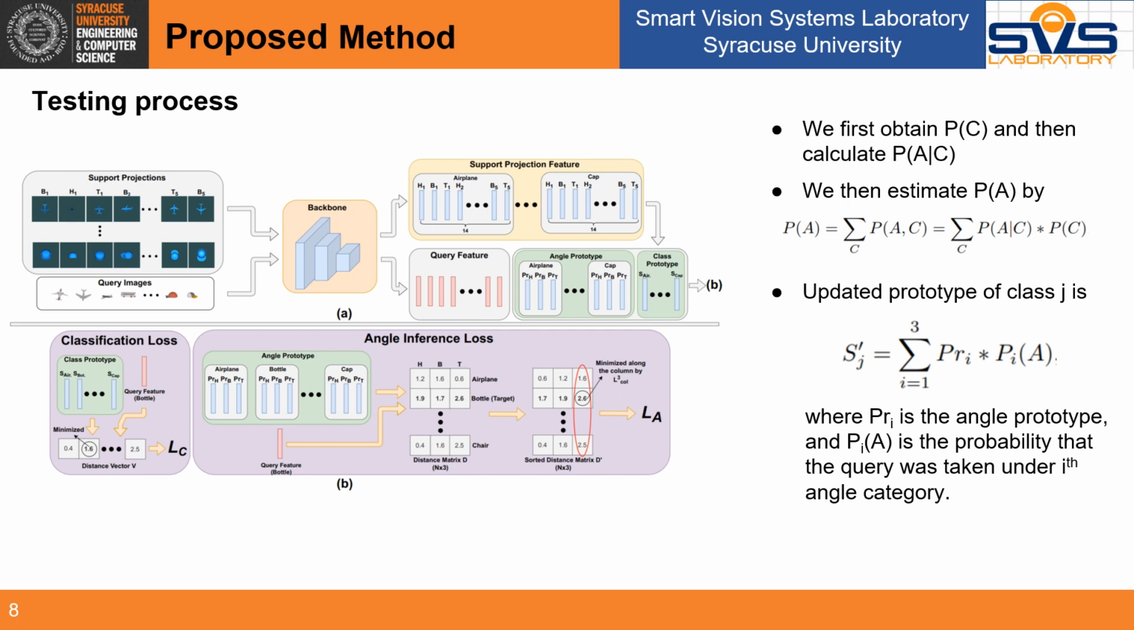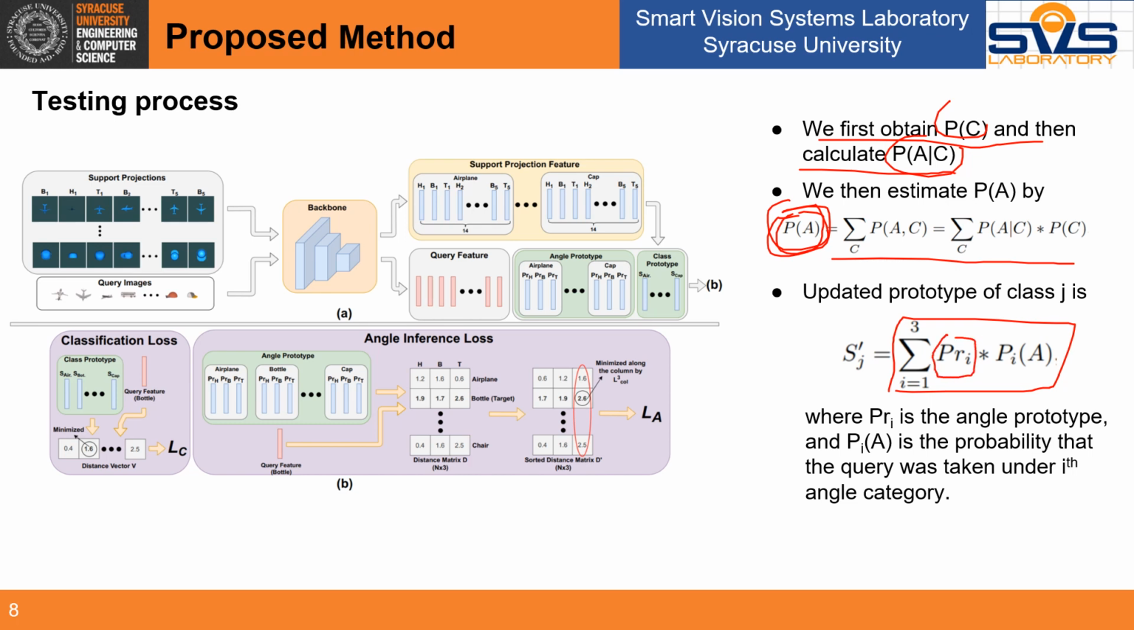In the testing phase, we first obtain the PC and then calculate the PA in condition of the C. Once we have these two values, we could get the angle distribution by this marginal distribution formula. Once we have the angle distribution, we could update our prototype by this formula. That is the expectation of the angle prototype here. Once we have the updated class prototype, we could use it to better estimate the class of the query image.